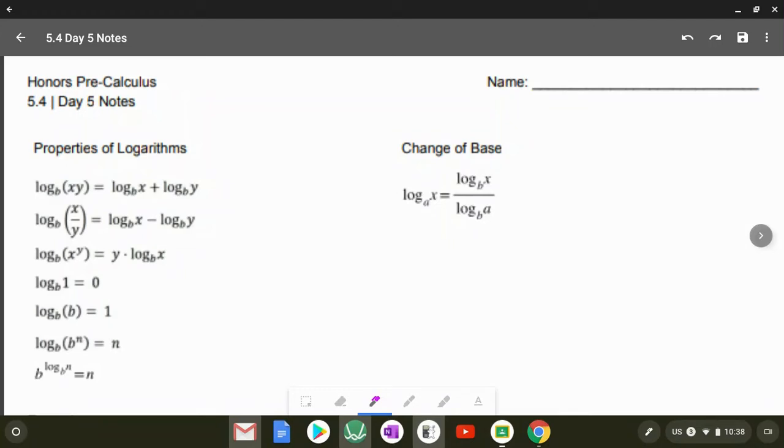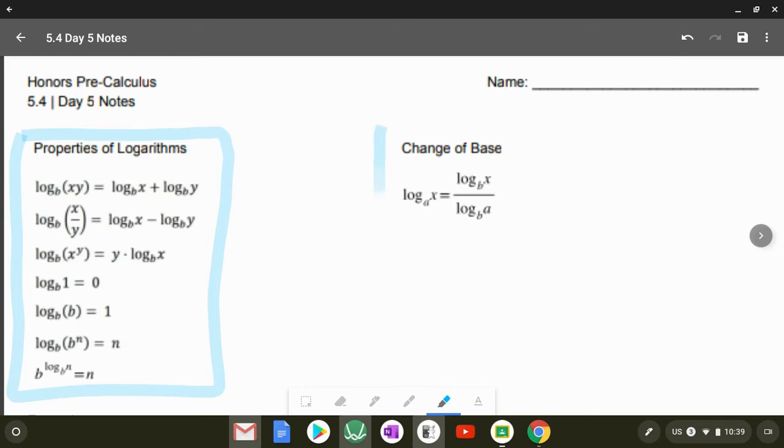Chapter 5, Day 5 is about the properties of logarithms. We're going to be using these properties a ton. So star them, highlight them, rewrite them down in your notebooks, do whatever you got to do. You want to make sure that you know all of these properties. We used them a little bit in Algebra 2, but make sure that you do know them because that's all we're going to be using today.